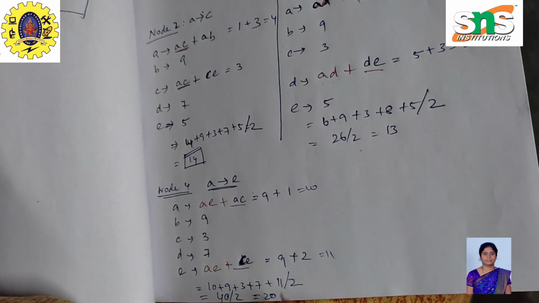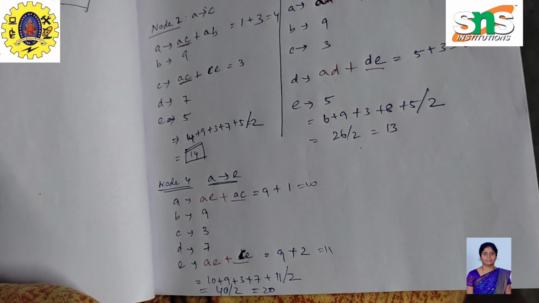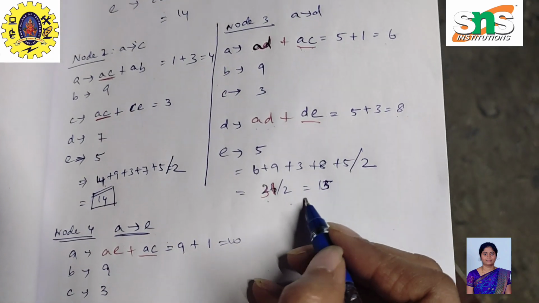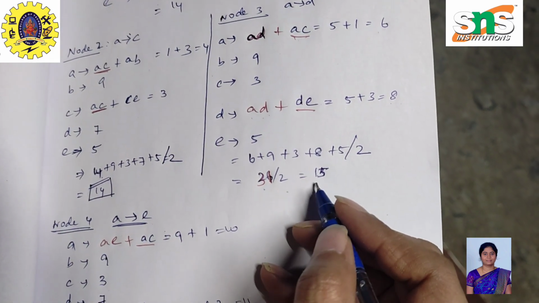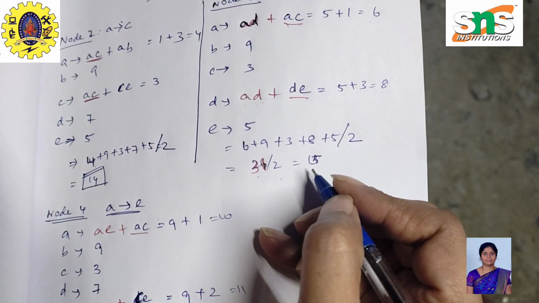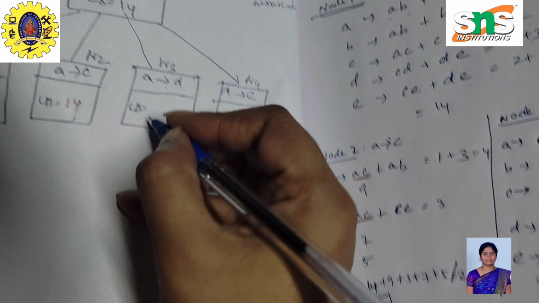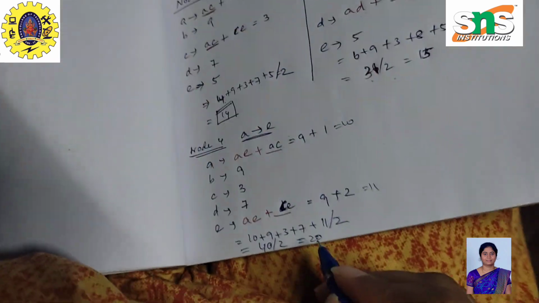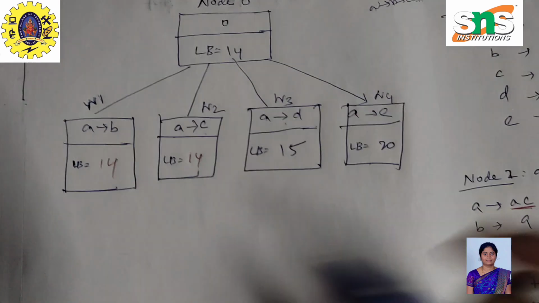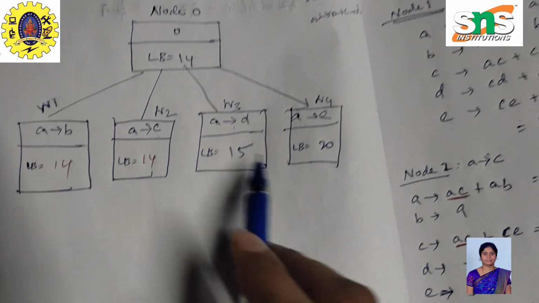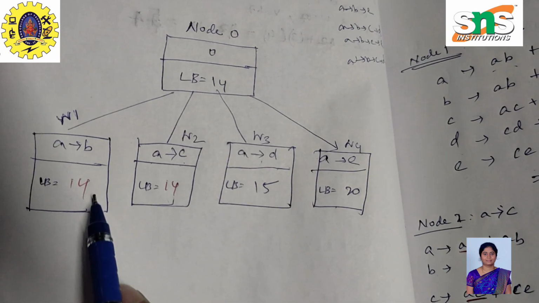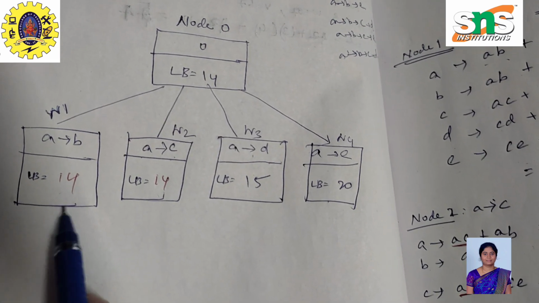In the same way, here also we identified the values. For this, the total is 31 and it is divided by 2, so it is 15.5. I go with the lower value, the lower bound, so it is 15. Here I am mentioning 15. And for this value, it is 20. Among these, both the values have 14, and next are 15 and 20. The lower value is 14, so from this first node, I am going to take.